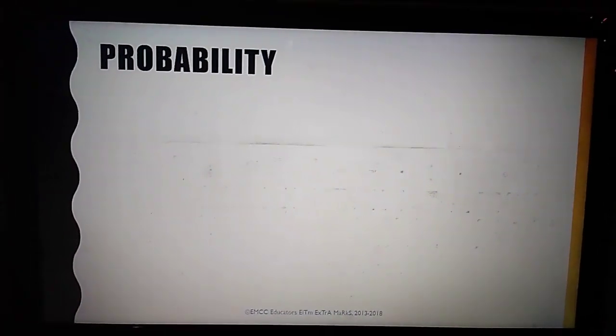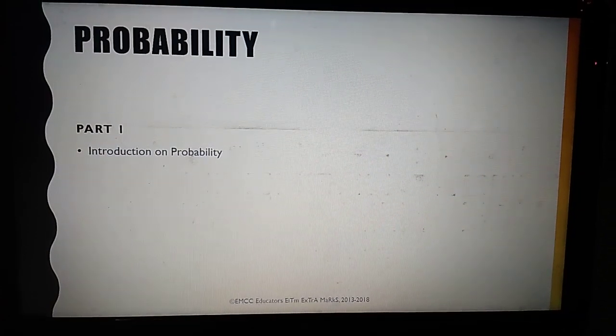So, probability. What is probability? Probability is the happening of an event at any time. How probable it is to happen in the near future, or we can say, what are the chances of happening.